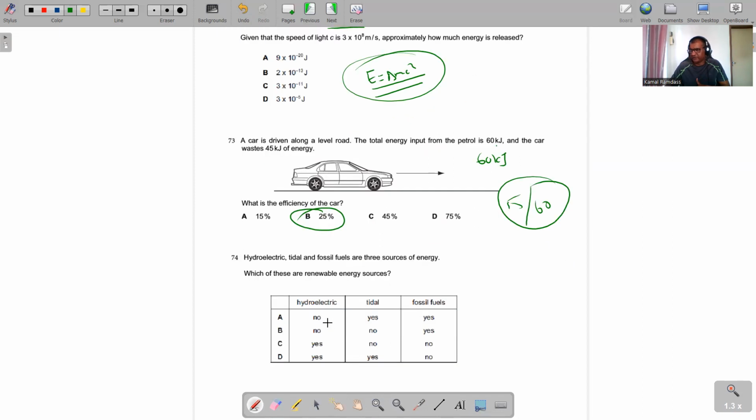Hydroelectric, tidal, and fossil fuel are three sources of energy. Which of these are renewable energy sources? Hydroelectric, yes. Tidal, yes. Fossil, no. Ça veut dire ici pas exister. Ça veut dire réponse est D.